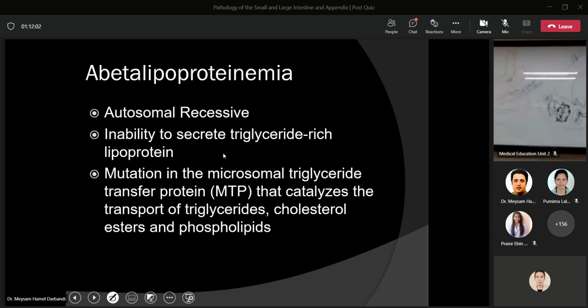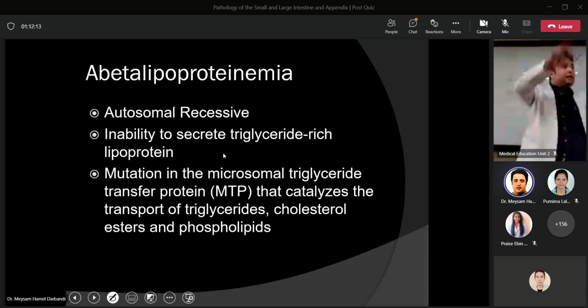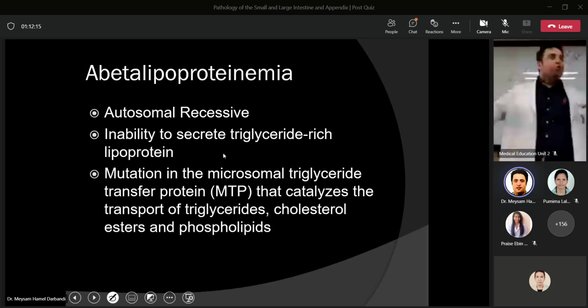Very good. So A means absent, right? Absence of the beta. We talk about beta, what is it? All the beta groups. What are those? One beta group is B48 and another one is B100. So we have two types of abetalipoproteinemia.